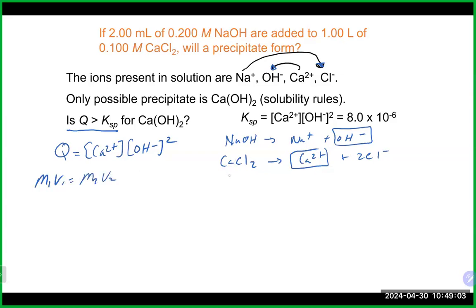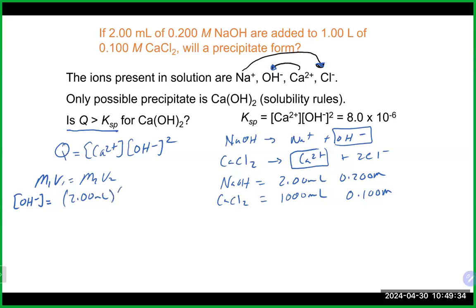In this case, for our sodium hydroxide, we have 2 milliliters of it at 0.2 molar. For our calcium chloride, I'm going to use 1,000 milliliters, just to put the liters and milliliters, at 0.1 molar. So for our hydroxide, it would be 2 milliliters times 0.2 molar divided by our total volume, which is again why I converted it to milliliters. So 102 milliliters.